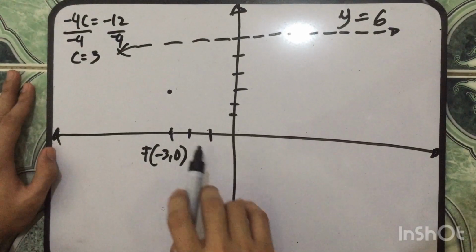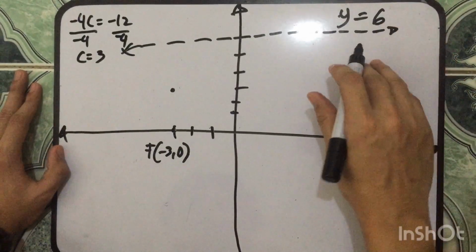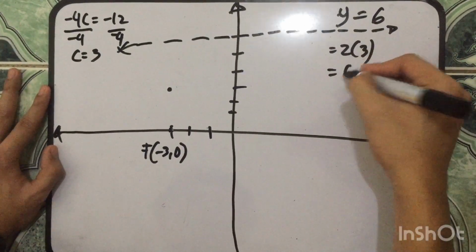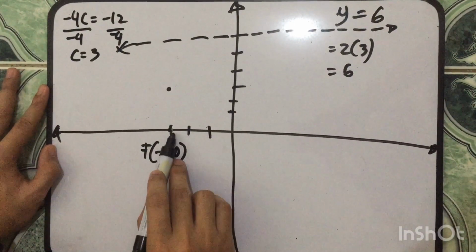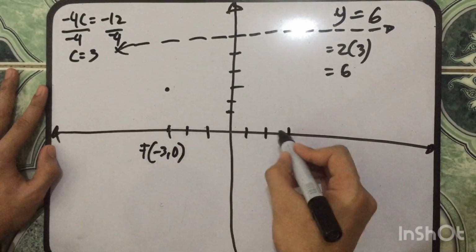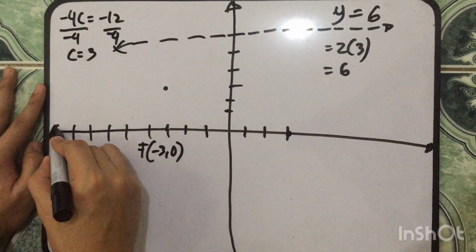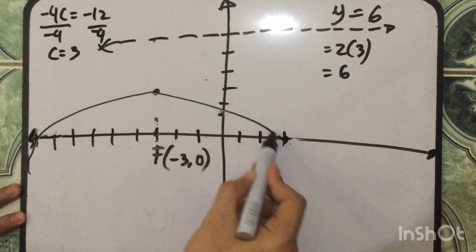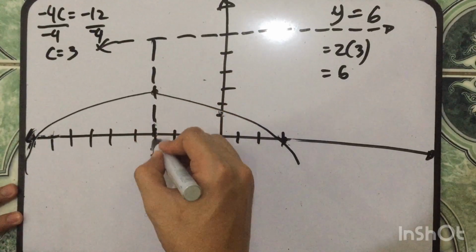So from the focus, we're going to determine the latus rectum. The latus rectum is given by 2c. That means 2 times 3 equals 6. So from the focus, count 6 units to the right and 6 units to the left: 1, 2, 3, 4, 5, 6. So the graph looks like this, with the axis of symmetry x = -3.